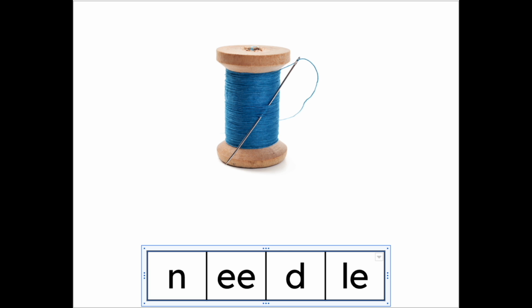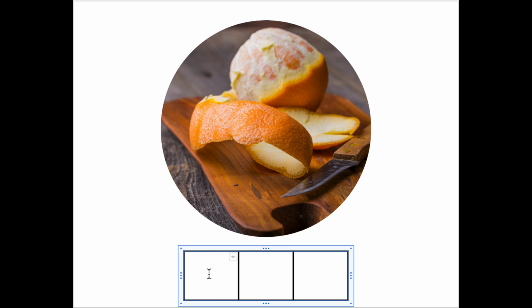All right, let's go to our next picture. This is a peel. It's an orange peel. How many sounds do you hear in the word peel? That's right, just 3. What's the first sound you hear? P. Good. We use the letter P to spell the P sound. Second sound, E. We are spelling the long E sound, E-E. And the last sound, L. This time it's just the letter L making the L sound at the end of peel. Next word.